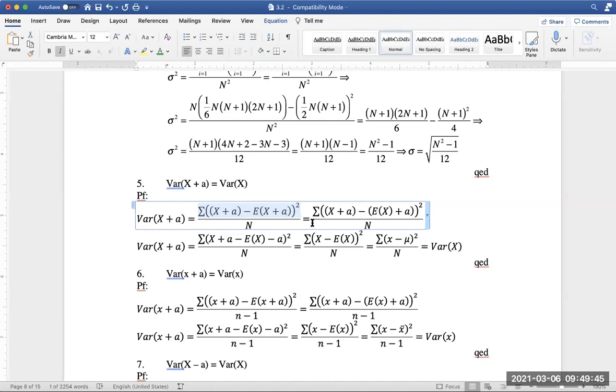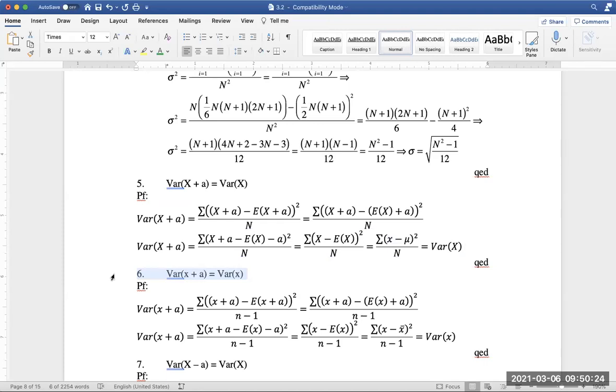The expected value of x plus a is just the expected value of x plus a, from the previous section. Let me bring the negative sign inside the parentheses. So this is minus the expected value of x minus a. The a's cancel. So this is just x minus the expected value of x, quantity squared, over n. The expected value of x is just mu. So this is the sum of the squared deviations from the mean divided by n, which is the variance of x. And that's what we wanted to show.